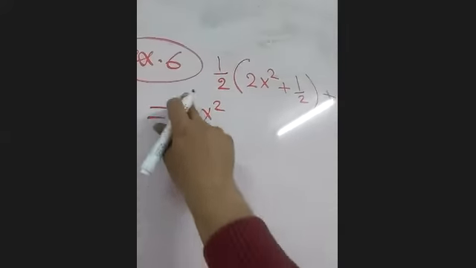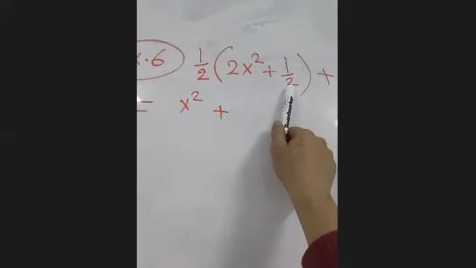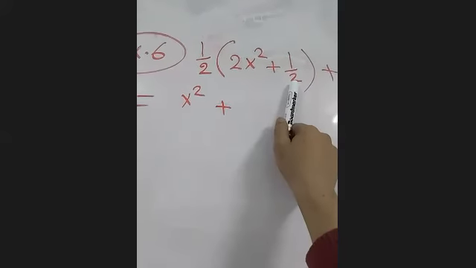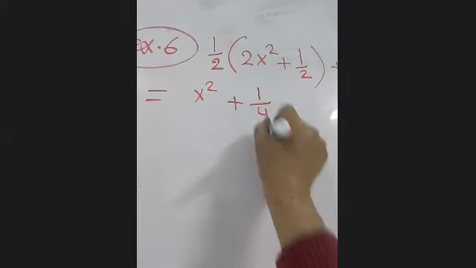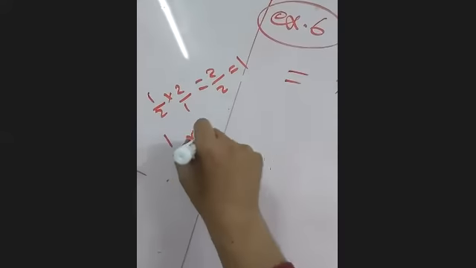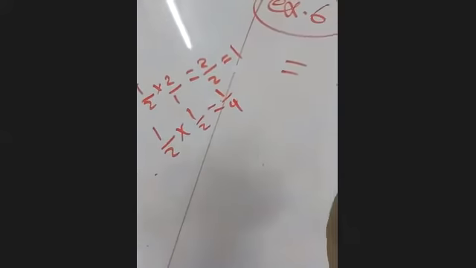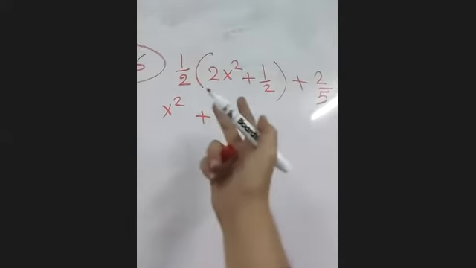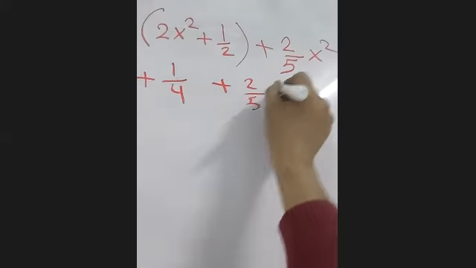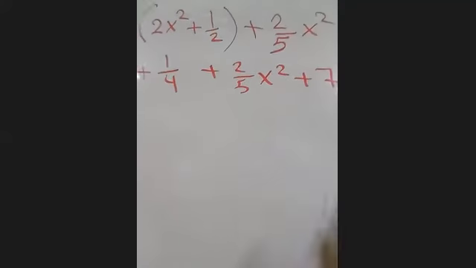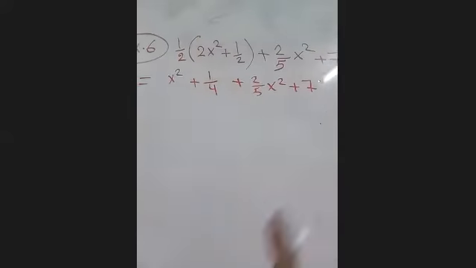Now this one, no need to write it. Plus half multiply half is 1 over 4. Right? I'm done with the bracket. This comes down. Now, do we have like terms?